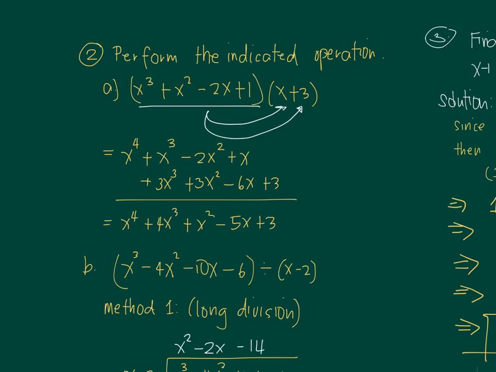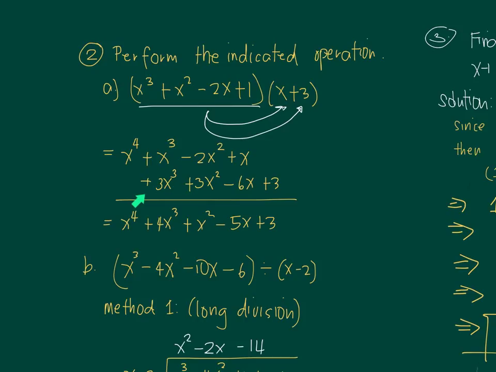So this should be easier in terms of the number of steps, because all you have to do is distribute this polynomial to x plus 3. So you can do that one by one, so everything to x, and then the next one to the 3. So when we do that, x cubed times x is x to the 4, and then x squared times x is x cubed, then negative 2x times x is negative 2x squared, and 1 times x is x.